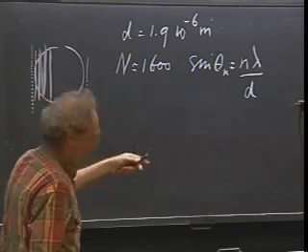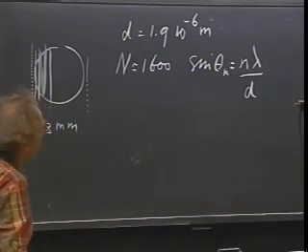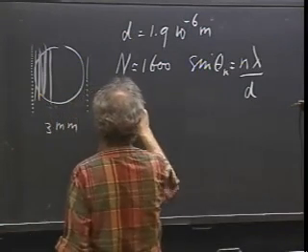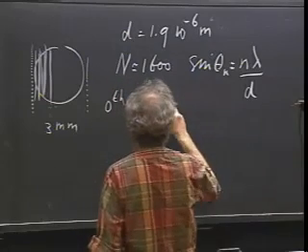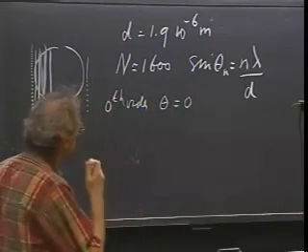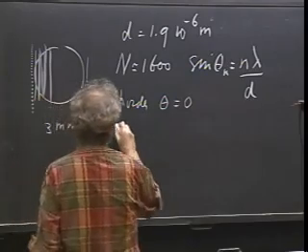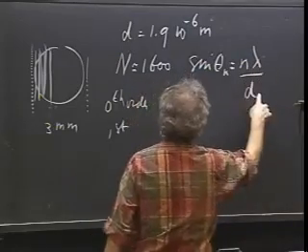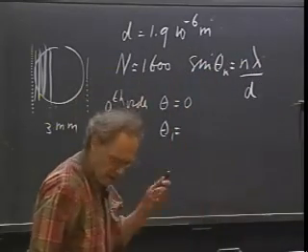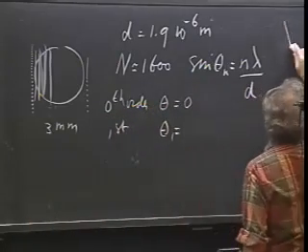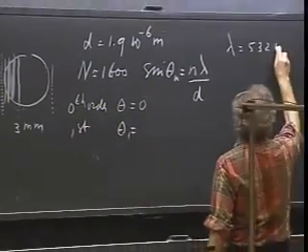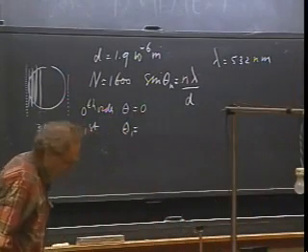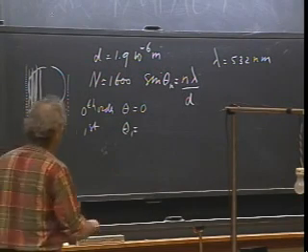And so when n is 0, that is the zeroth order, you get, of course, a maximum. So the zeroth order is at theta equals 0. Now your first order is when the sine of theta 1 is lambda divided by d, and I can take my lambda, which in the case of my laser, I'll have to tell you, my lambda is 532 nanometers. It's green. And so I can calculate what theta 1 is, and I find 16.3 degrees.